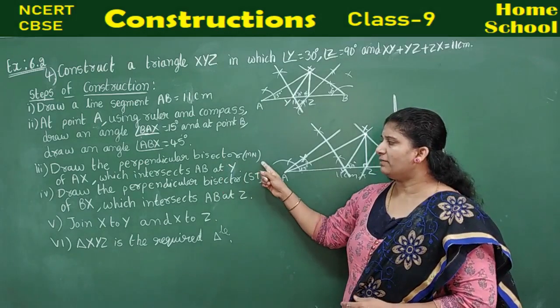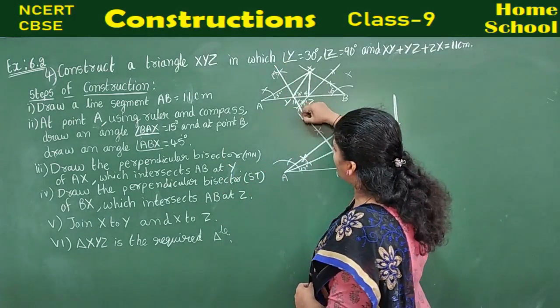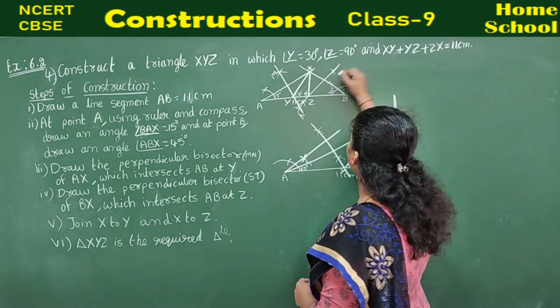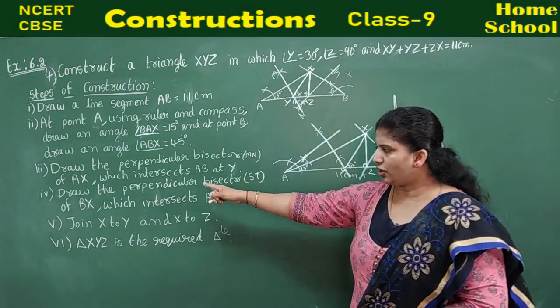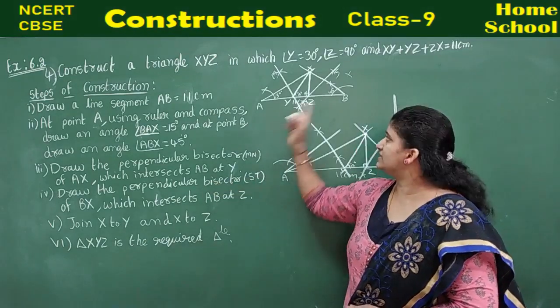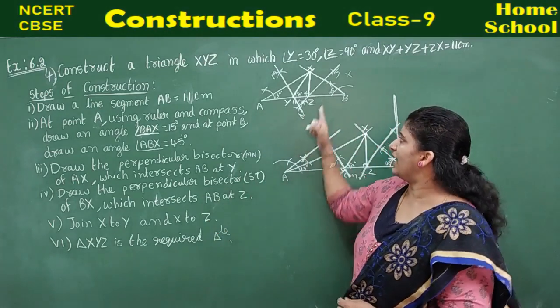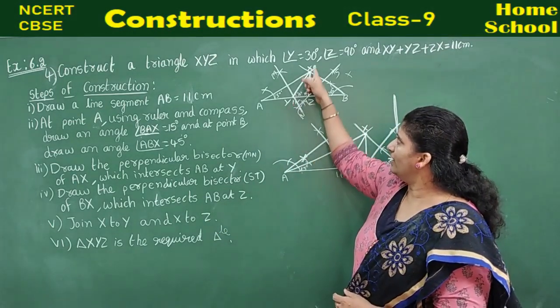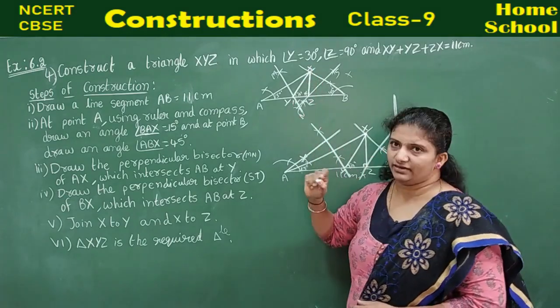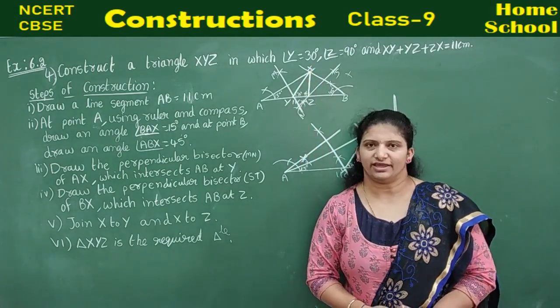Draw the perpendicular bisector MN of AX and the bisector ST of BX. Draw the perpendicular bisector ST of BX which intersects AB at Z. Join X to Y and join X to Z. Therefore, triangle XYZ is a required triangle.